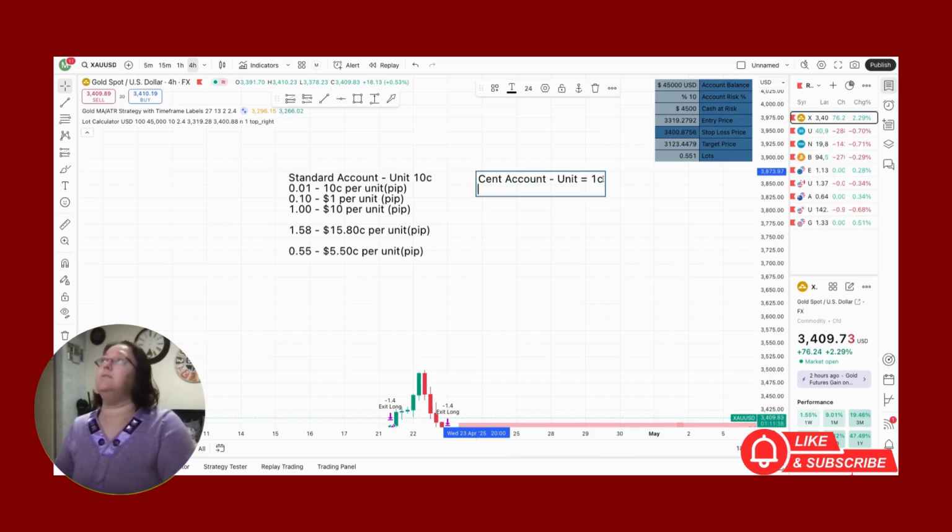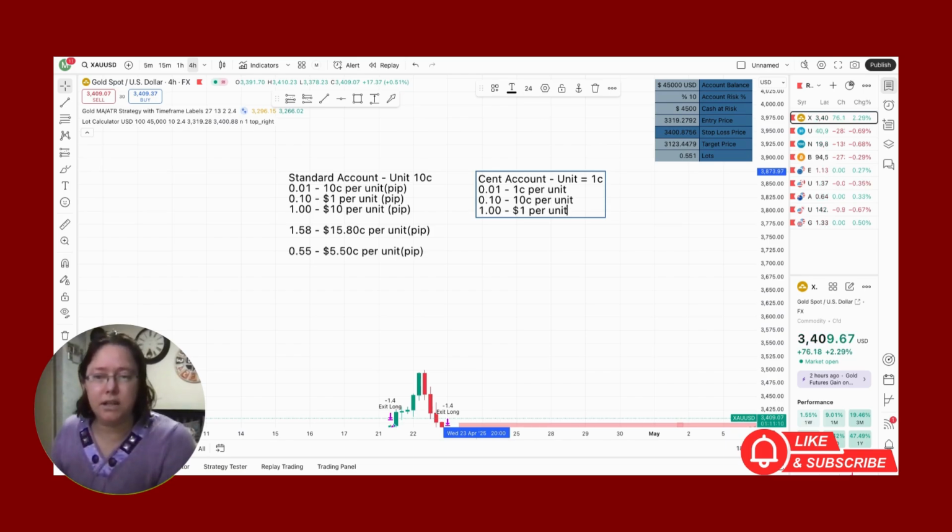Now, a cent account. Look at the difference, guys. So if you are on a 0.01, it means that you are risking 1 cent per unit, right? Or pip. If it is 0.10, then you are risking 10 cents per unit. And then if you are on a one lot size, you are risking $1 per unit.